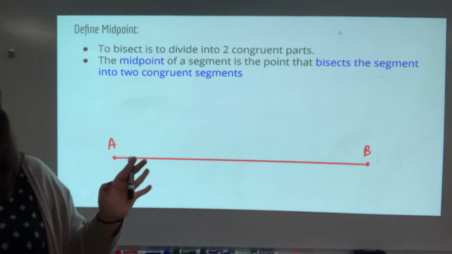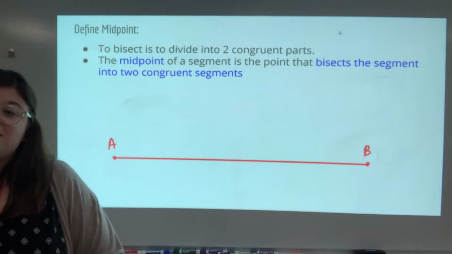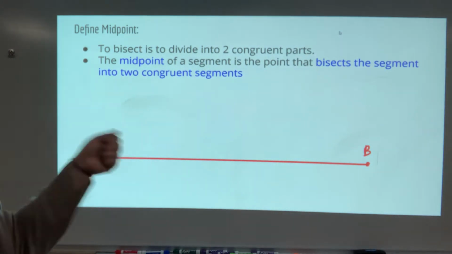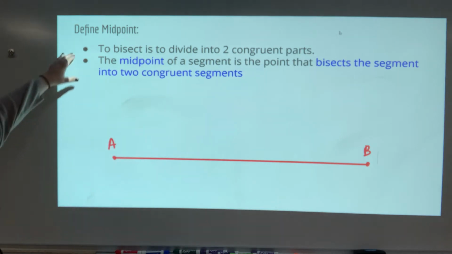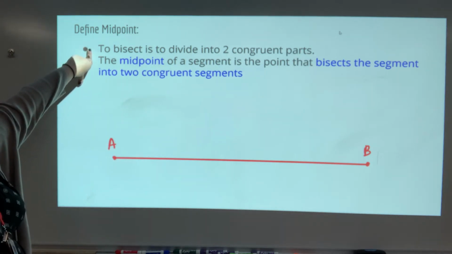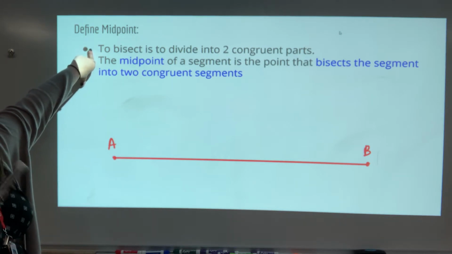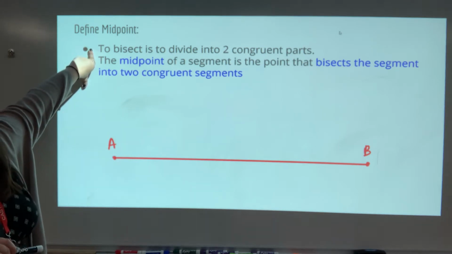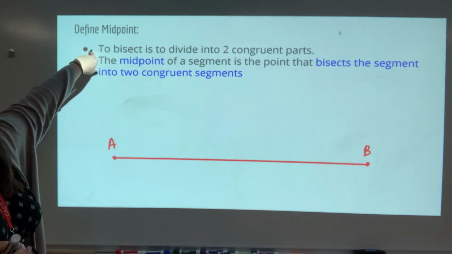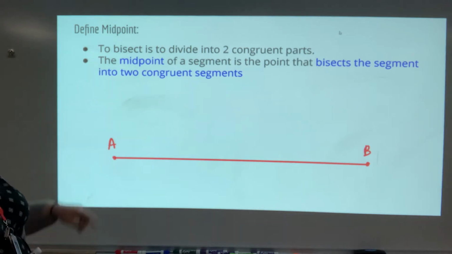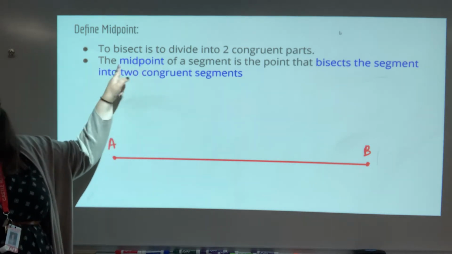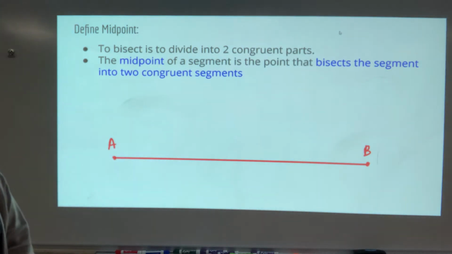All right, so that was congruent. We're going to use the word congruent in our next definition, which is defining midpoint. So the midpoint is to bisect or divide into two congruent parts. Right now we're talking about the midpoint of a segment. Later we'll talk about the midpoint or something that is going to bisect an angle. So when we're looking at the midpoint of a line segment, it is the point that bisects the segment into two congruent segments.